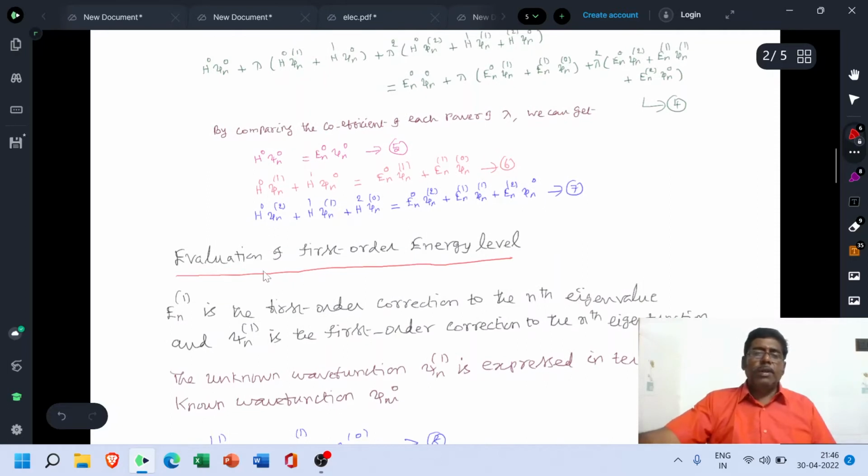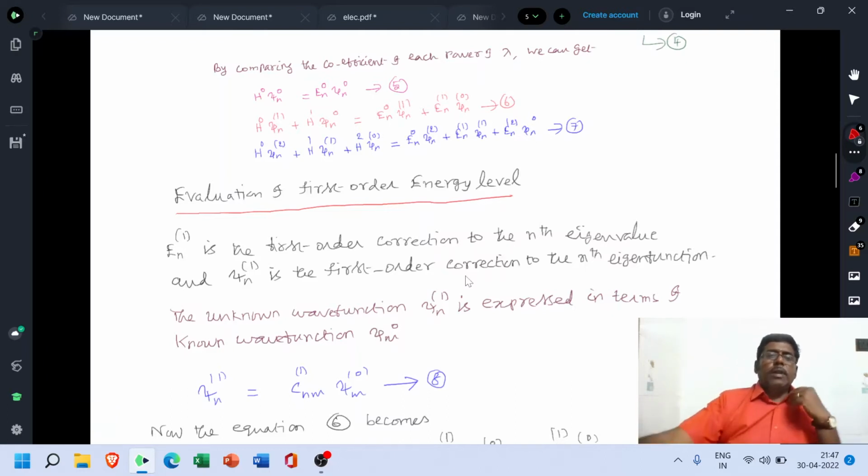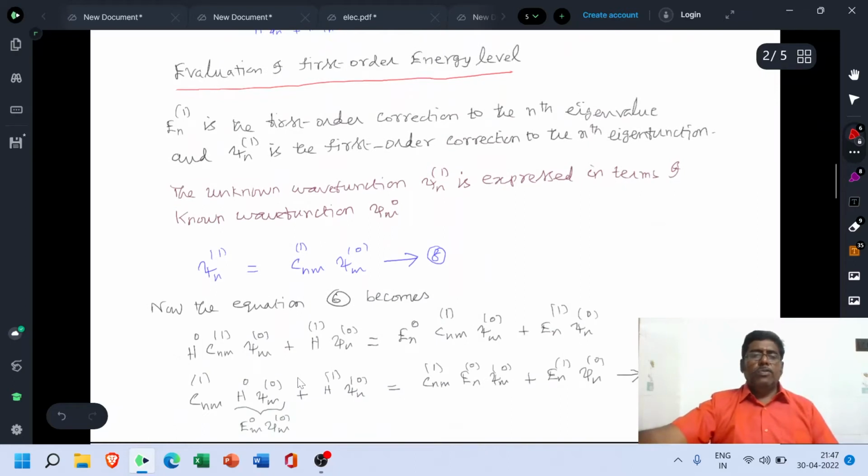Now we have to evaluate the first order energy level, which means evaluation of En1. En1 is the first order correction to the nth eigenvalue, and psi n1 is the first order correction to the nth eigenfunction. Here psi n1 is an unknown wave function. This unknown wave function psi n1 is expressed in terms of known wave function psi m0. For that, multiply psi m0 with a factor Cnm1. So psi n1 is equal to Cnm1 psi m0.